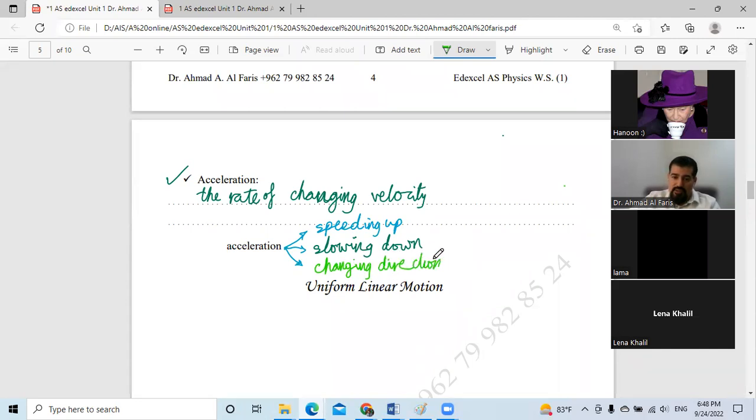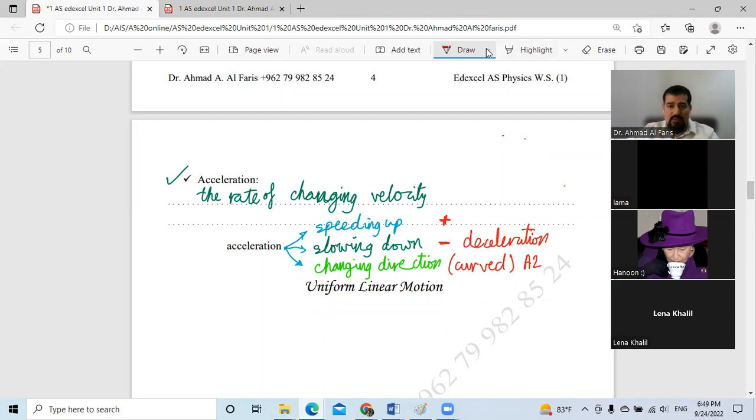So when there's speeding up, that means there's positive acceleration. And when it's slowing down, can you put yourself on mute? Thank you, Hanoun. When it's slowing down, that means it's negative. And what do we call it here? Thank you, Noor. Thank you, Shahad. We call it deceleration or retardation. And the last topic here is curved motion. Actually, they don't ask about it in AS. They ask about it in A2. But that's what you are going to study later on, inshallah.